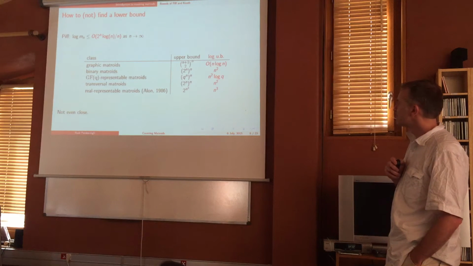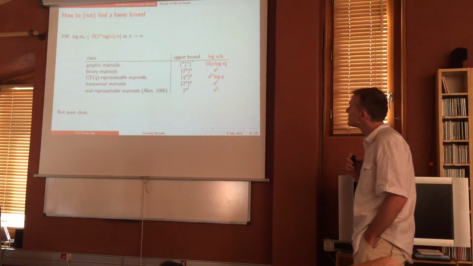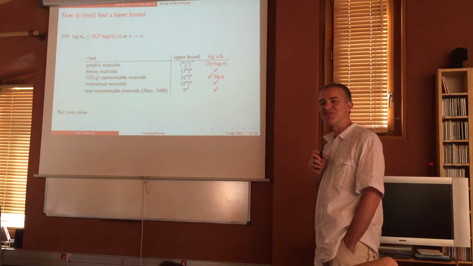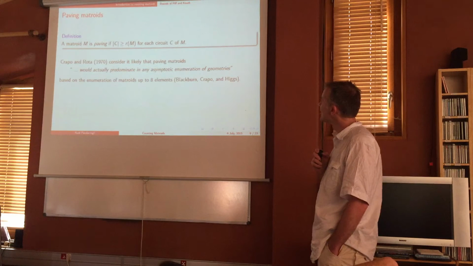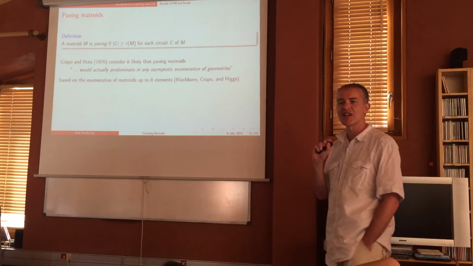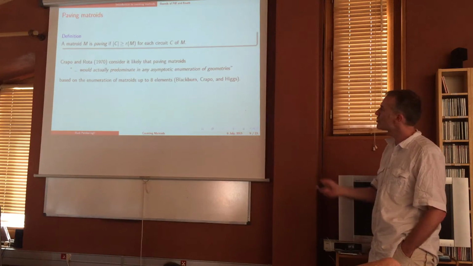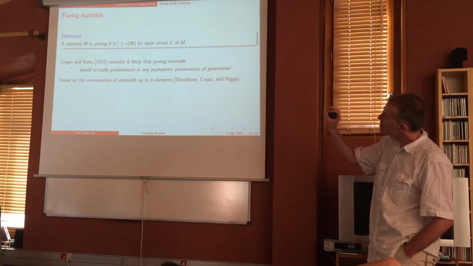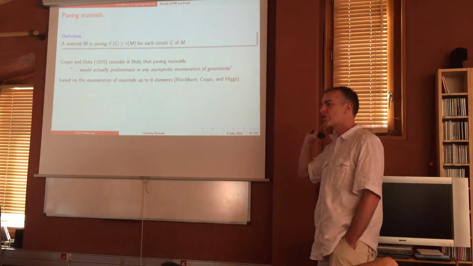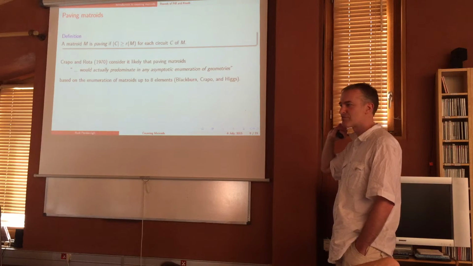So, no way. We need something else, and fortunately in 1970 Henry was also enumerating matroids on 8 elements. So, what he found was that if you enumerate matroids on 8 elements, the majority of them are paving matroids. Paving matroids being matroids such that each circuit has a size which is at least the rank. So there's only 2 types of circuits now. Circuits of size rank plus 1 and circuits of size rank.